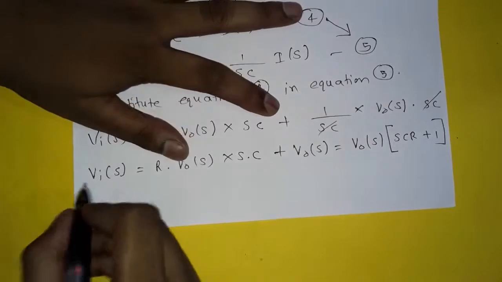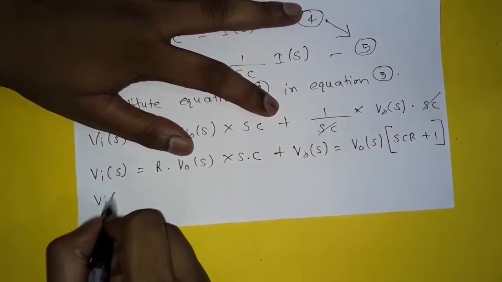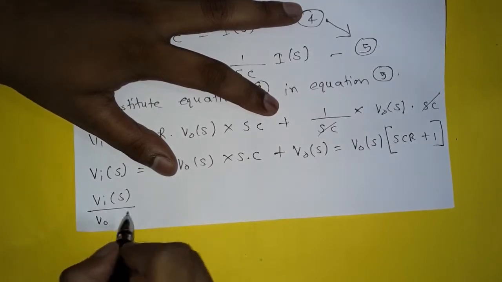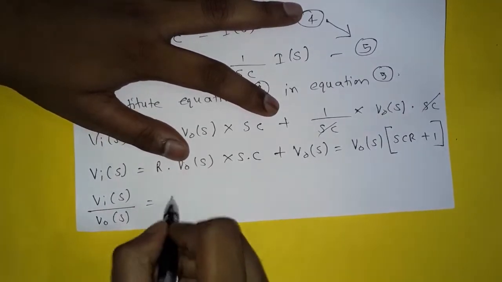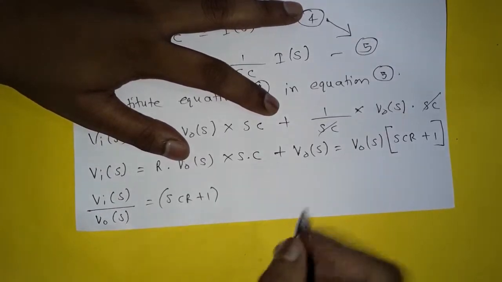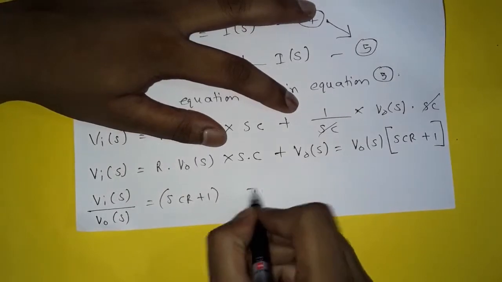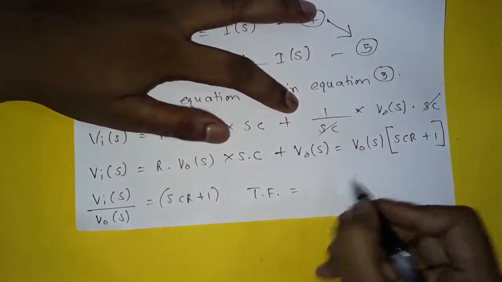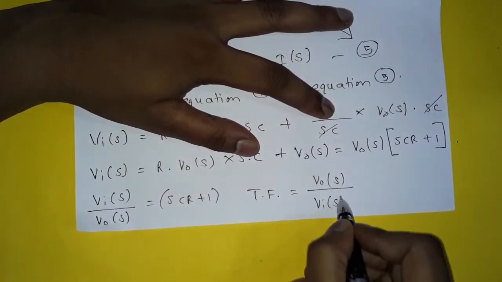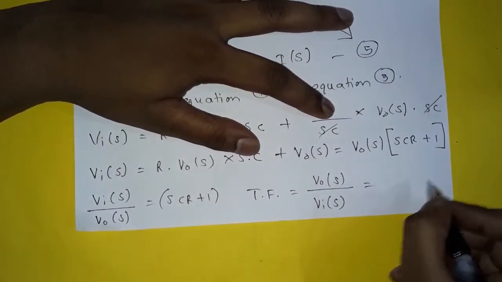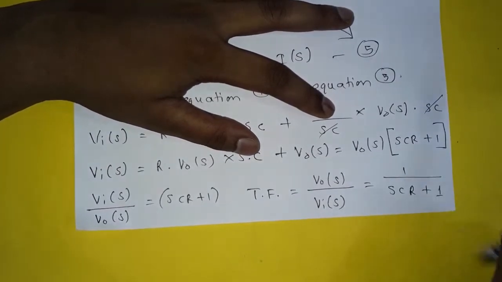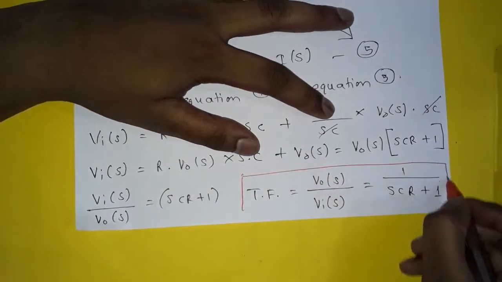Therefore, now here Vi of s upon Vo of s is equal to sCR plus 1, and transfer function is equal to Vo of s upon Vi of s, that is, here 1 upon (sCR plus 1). This is our transfer function.